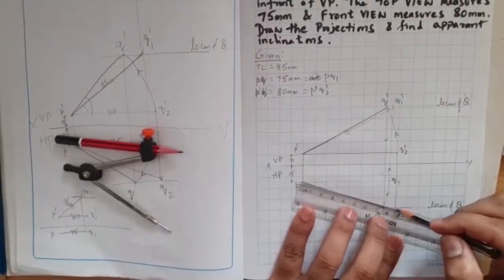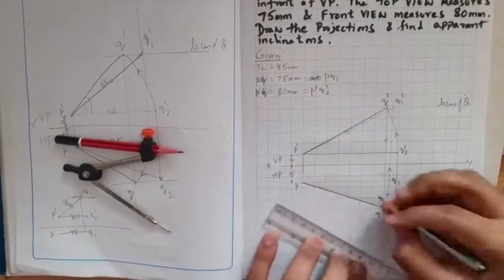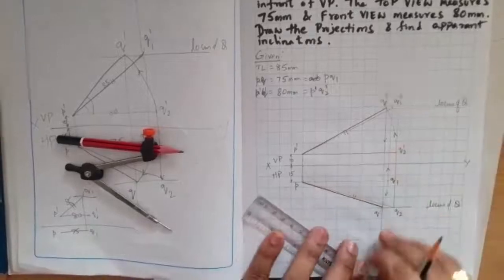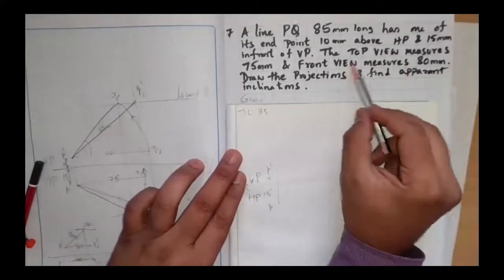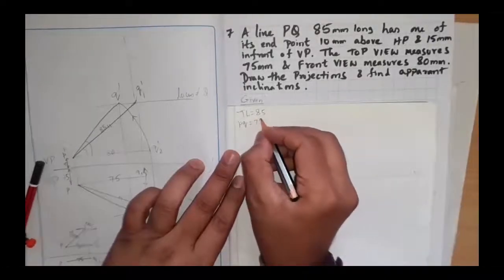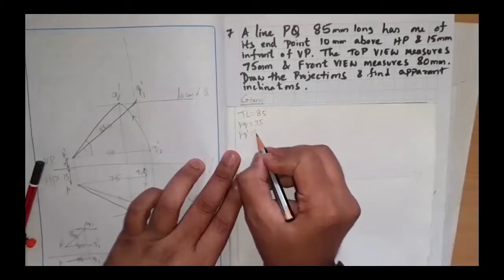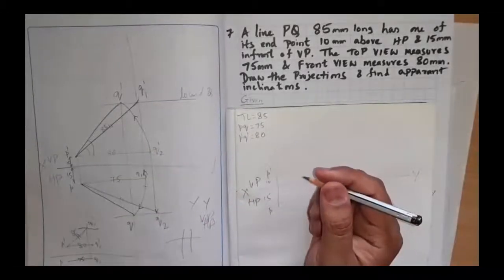See, I'm marking 85 mm directly in the scale. It is the true length 85 mm. Then your problem will be right. And the top view measures 75 mm. That is PQ is 75. Same way, P dash Q dash, the front view distance that is given, is 80 mm. P dash Q dash is 80 mm.